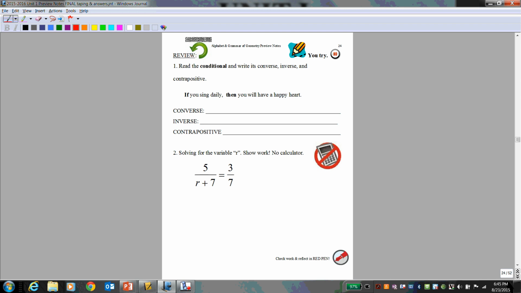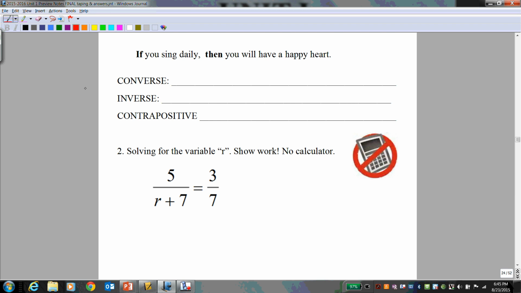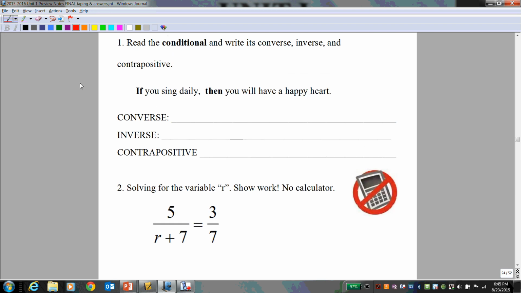Welcome back. Let's see how you did here. So this one, we wanted to take the conditional and write its converse, inverse, and contrapositive. Remember, converse is the switch, inverse is the negate, contrapositive is where we switch and negate. That little tilde-looking sign means to say the opposite of.